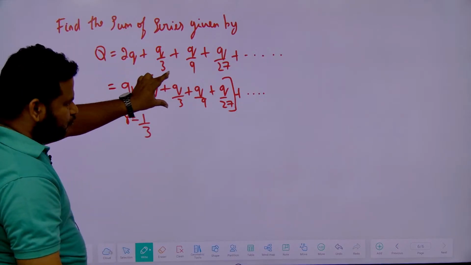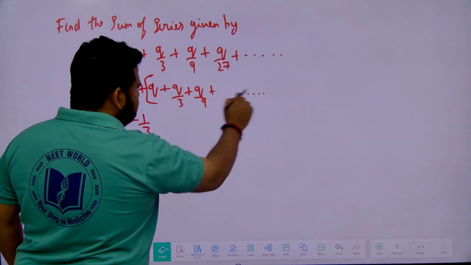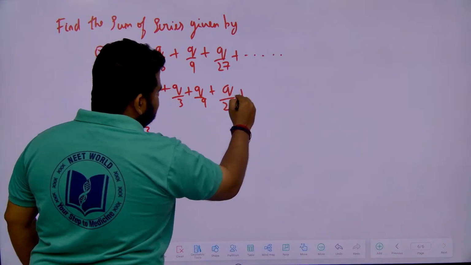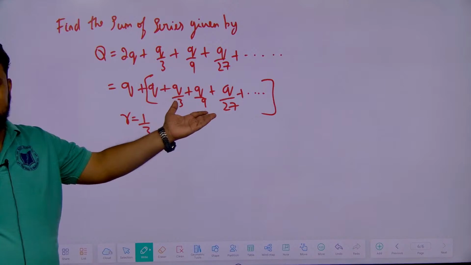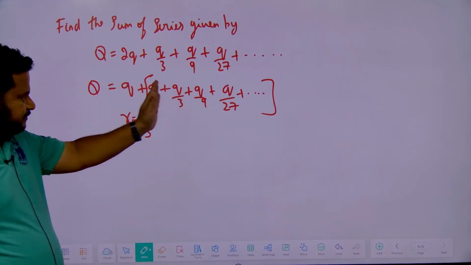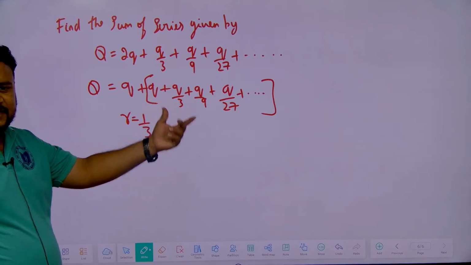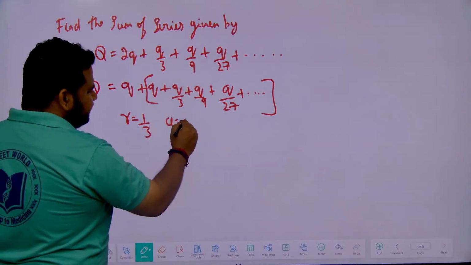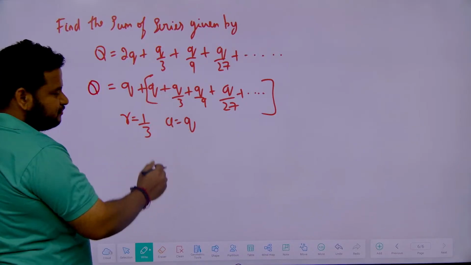So this is in GP. Forget about the first Q. Only what is in this bracket, this is in GP: Q by 3 plus Q by 9 plus Q by 27 plus it is going on. It is in GP. That means it is infinite terms. So this first Q is separate. Whatever is in the bracket, this is in GP. So how to find out the value of what is in the bracket? We will apply the infinite terms formula. Here A is Q, the first term.